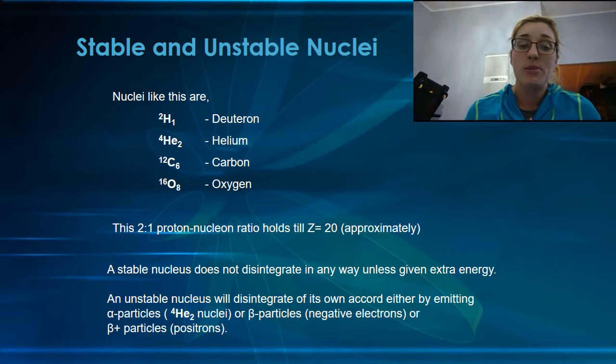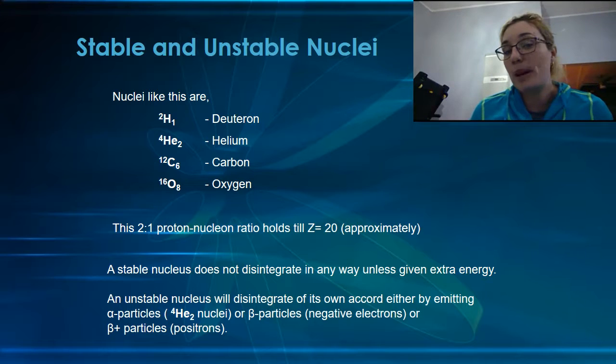However, an unstable nucleus will disintegrate of its own accord, and this is called undergoing decay. Basically it will do this in a few ways. It might emit alpha particles, which are essentially helium nuclei, or it might emit something called a beta minus particle, which is a negative electron, or it might emit something called a beta plus particle, which is a positron.